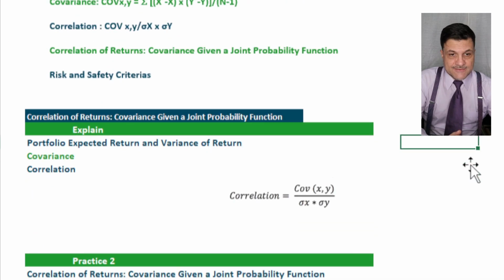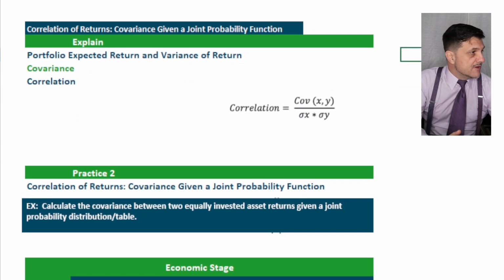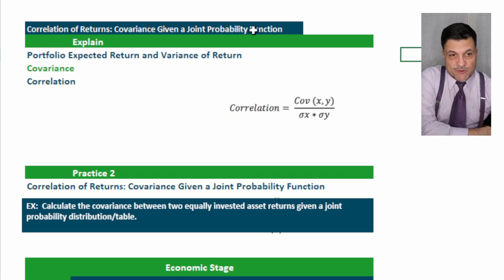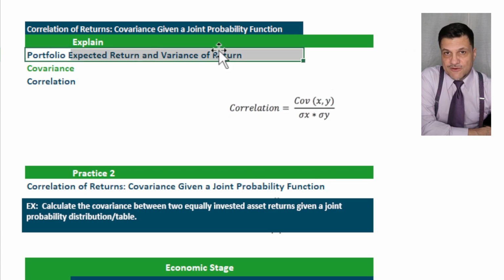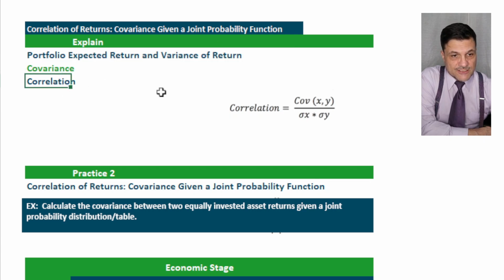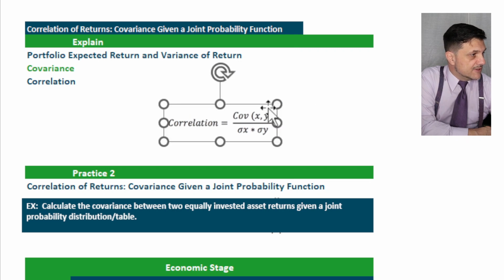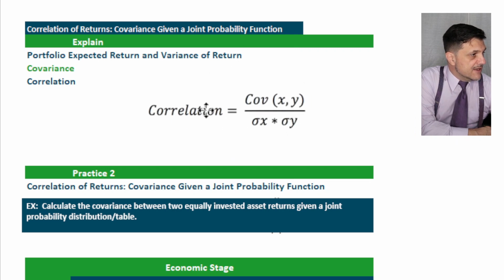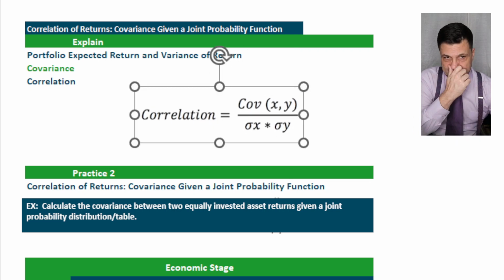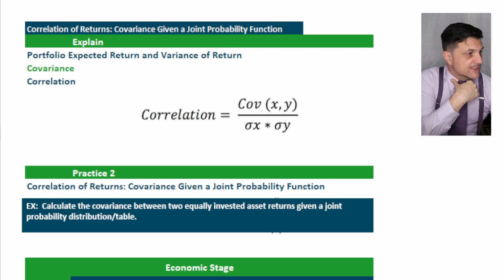Portfolio Mathematics. All right, let's go straight to the point. Look at that: correlation of returns, so covariance given a joint probability function. The portfolio expected returns and variance of returns, covariance and correlation. We have already seen this formula before. There we go. That's the formula I want you to put in your pocket: the correlation from the covariance. That formula is very important in my opinion.